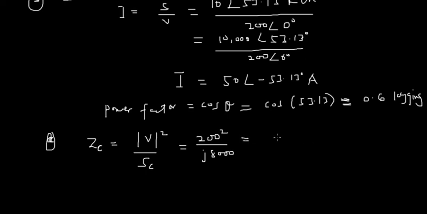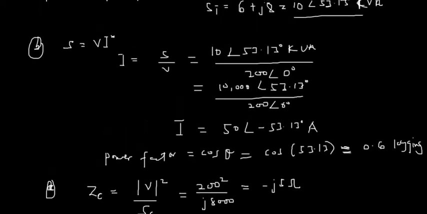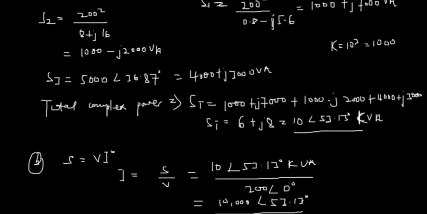Let's compute that. When you compute this, you end up with minus j5 ohms. So this is the capacitance impedance. Note that this is Sc, very important.